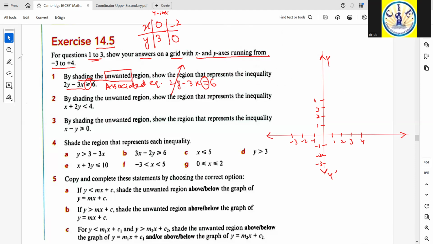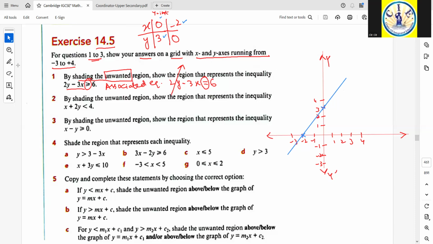So now these are the points we need to plot on the graph. x0, y3. So this is the y-intercept. And then x -2, y0. This is the x-intercept. So when we would be drawing its graph, it is going to be a line like this. Okay.